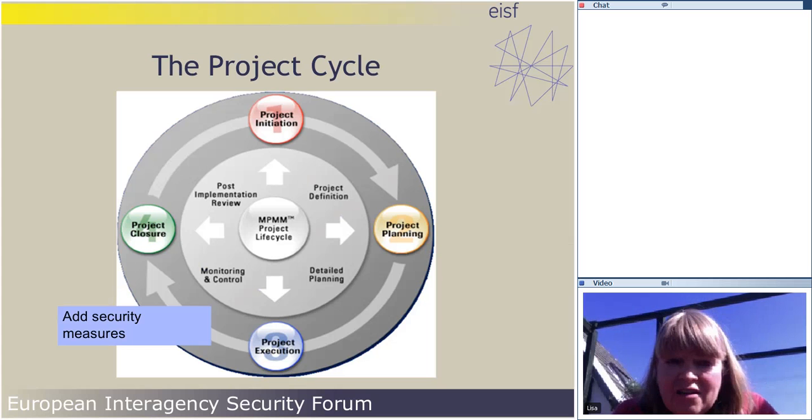Hopefully most of you recognize the project cycle and are used to using this. Security risk management needs to be included in that project cycle. Unfortunately, for most people, as you can see on this, the security measures are added only during the implementation phase, and that doesn't work.